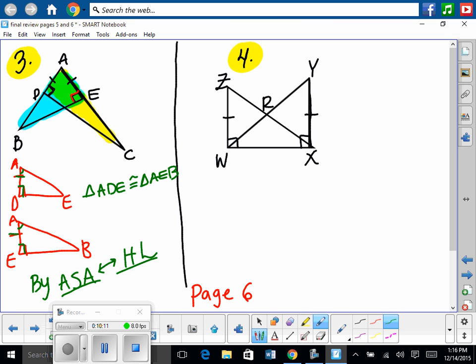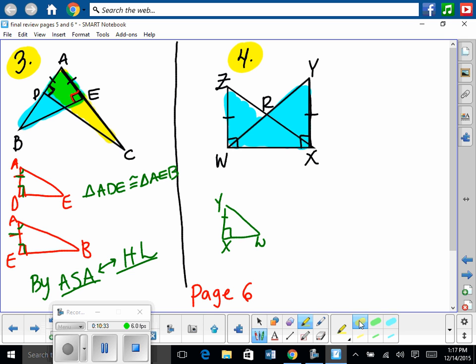Okay, in this next one, I redrew it. So once again, I have this right triangle right here. And so I redrew it, and that's triangle WXY, and we have a tick mark right there. And then we also have this triangle right here.